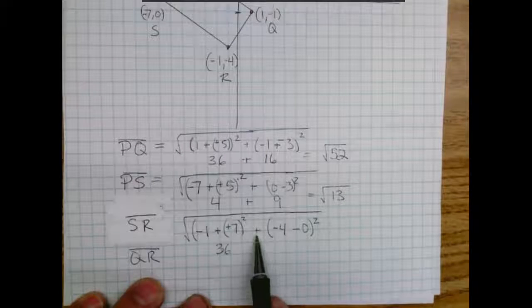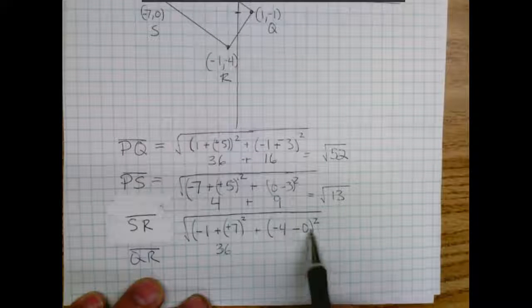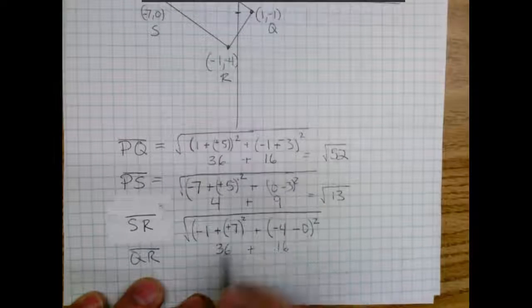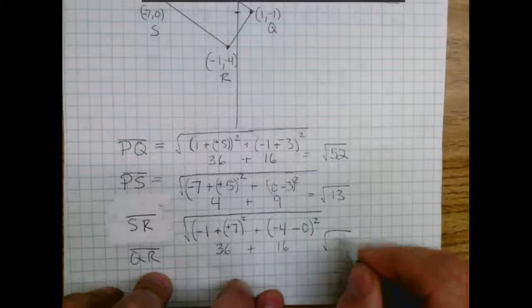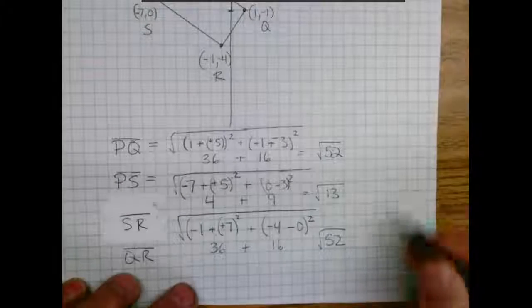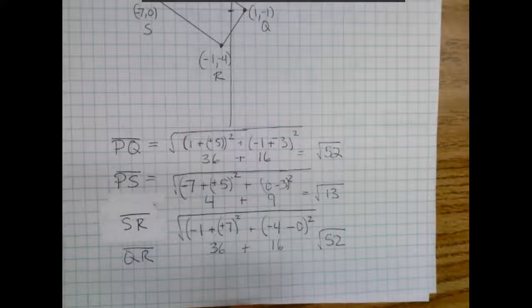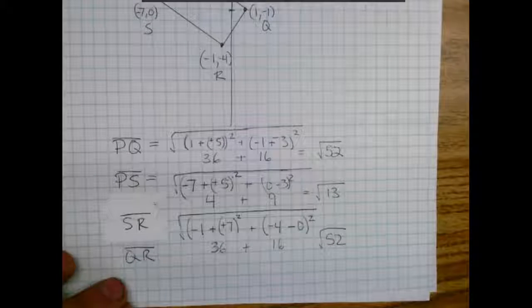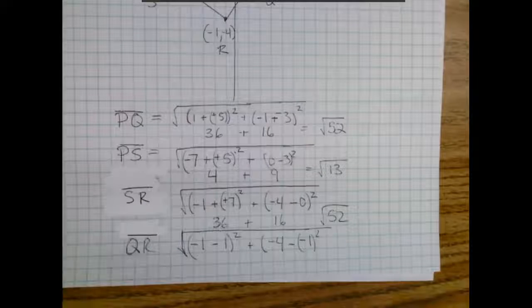Okay, and then we're going to have -4 minus 6, 4. So that's 16. 36 plus 16 is going to be the square root of 52. So they're good. That's good. And then if we just do QR, let's move that number on too. We pause. So again, we'll do this one together.